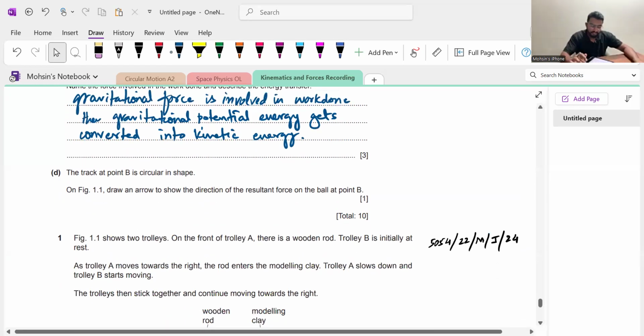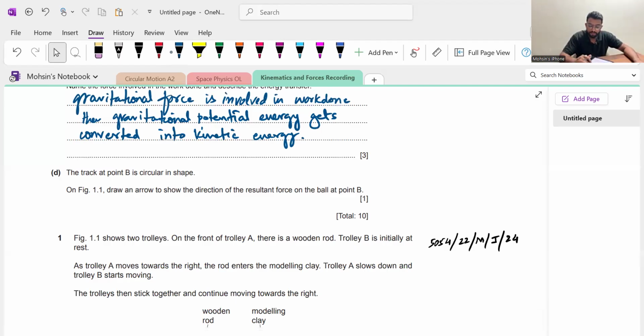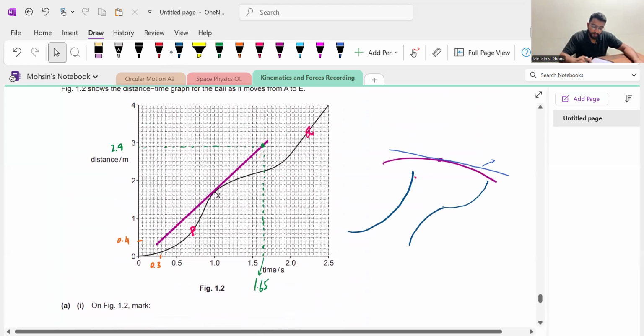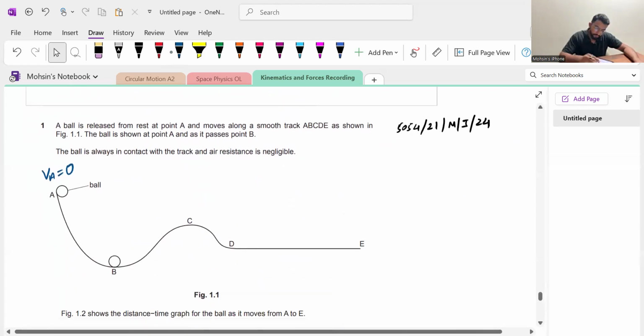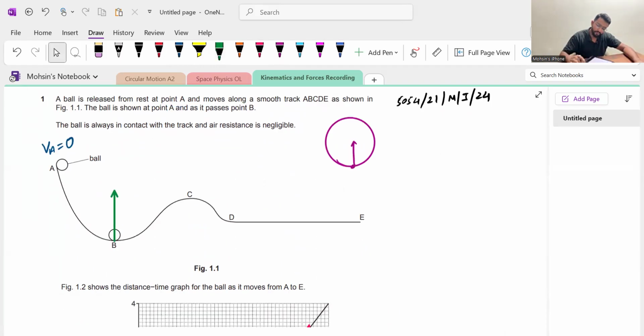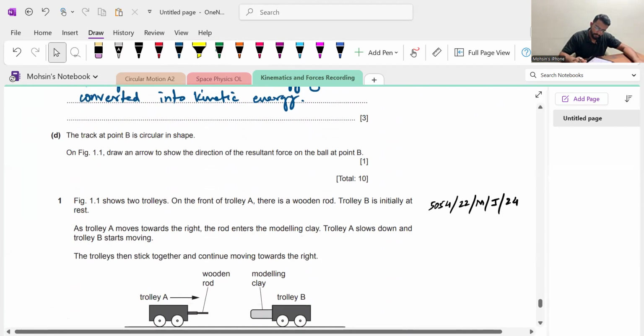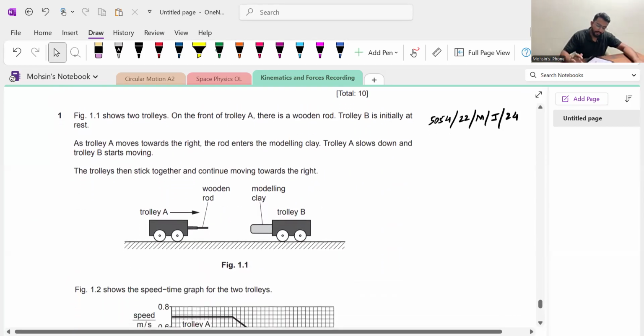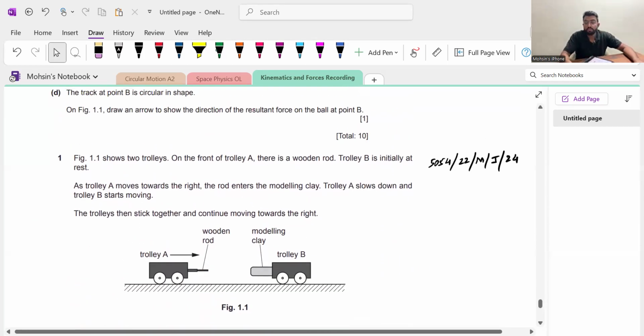The track at B is circular in shape. On figure 3.1, draw an arrow to show the direction of the resultant force on the ball at point B. When something is in a circular path and it is at a particular point, the direction of the resultant force is towards the center. So it is perpendicular to the object. It will be like this, which is centripetal force. Now, this is a question from the 2024 May June paper 2 variant 2.